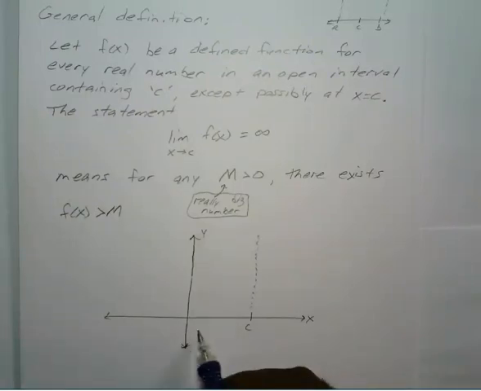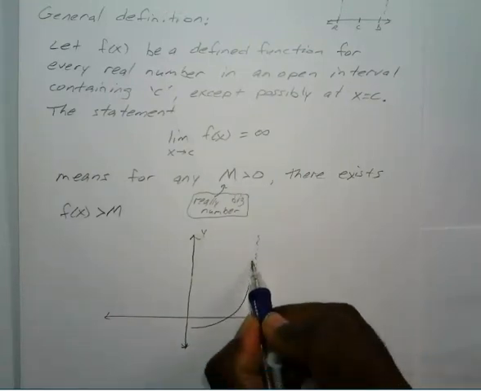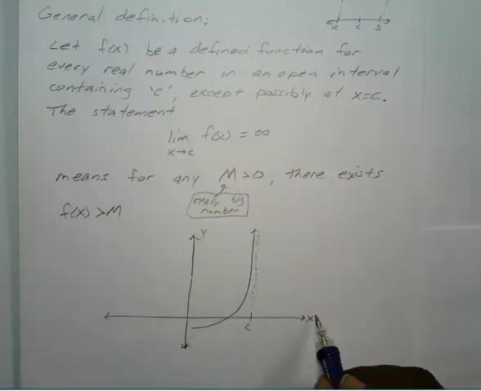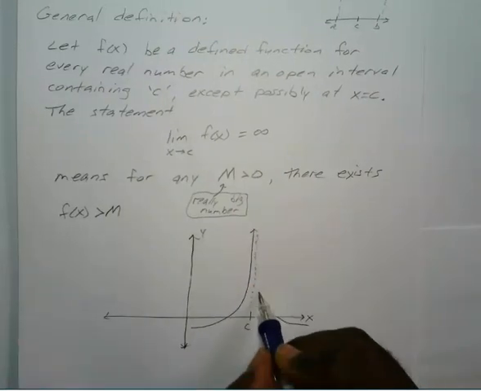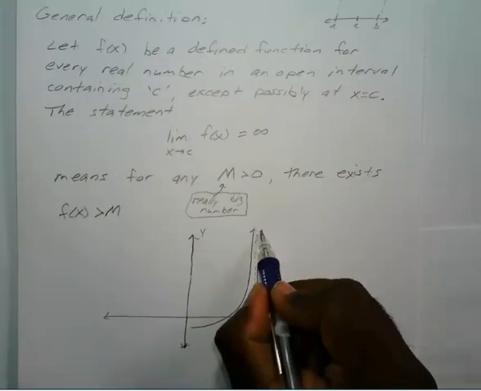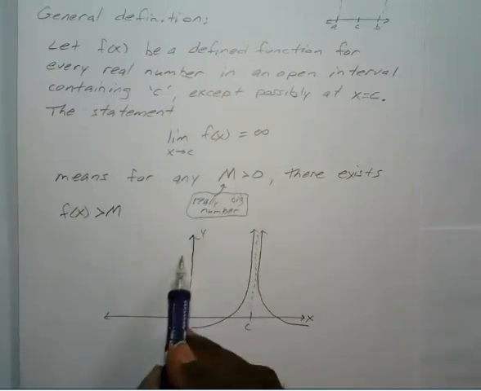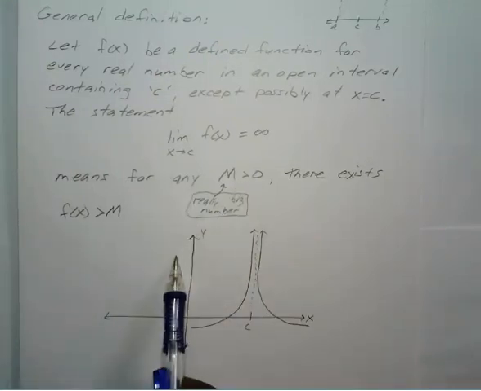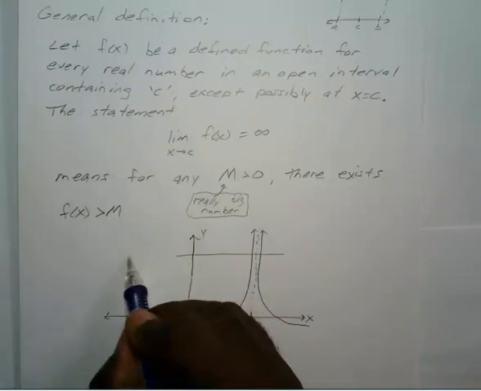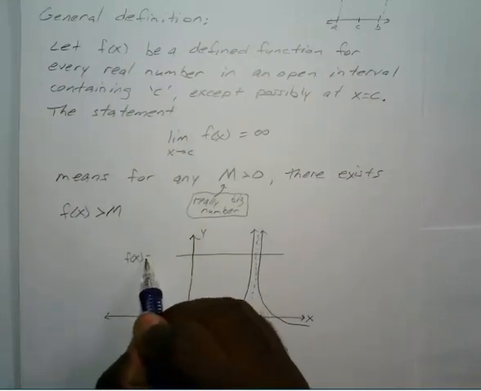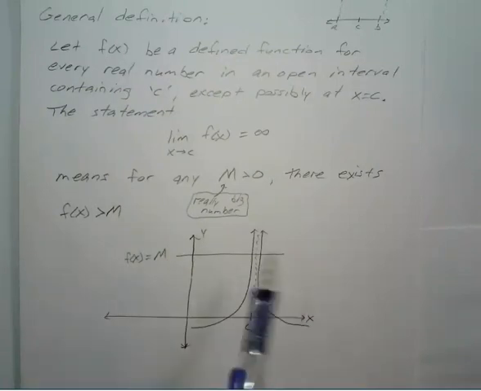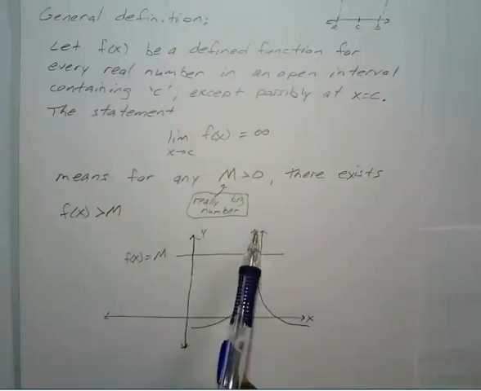If you have some f of x value, as it gets closer to c, your f of x just gets bigger. On this side, same thing. As it gets closer to c, your f of x value just keeps getting bigger and bigger and bigger. So what they're saying is, no matter where you place M, you could place M at 1,000,000, 1,000,000,000, some really big number, you'll always go past it. You'll always find an f of x value that will be bigger than whatever M you can think of.